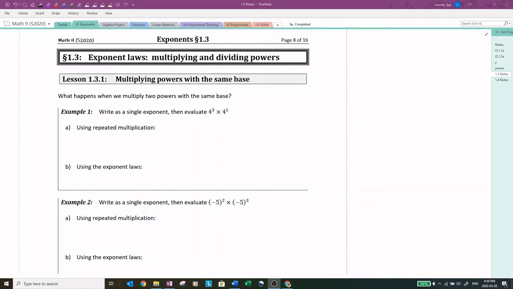So this is one of my favorite sections, and I know that some of you are laughing at me because I say that like every other lesson or something, but this one really is one of my favorites because I just think it's so cool what you can do with exponents.